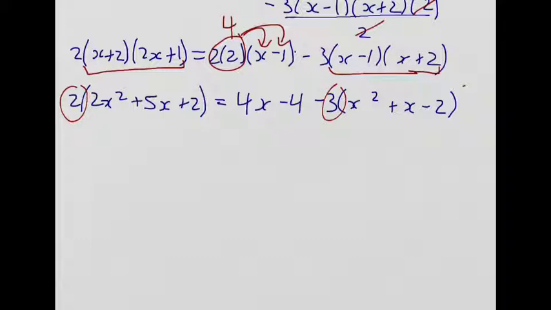Wait, how'd you get 5x in the first one? Because I had x times 1 is x, and then 2 times 2x is 4x, and I add those together to get 5x. Oh, thanks. Just trying to speed it up, not write so much. 4x squared plus 10x plus 4.